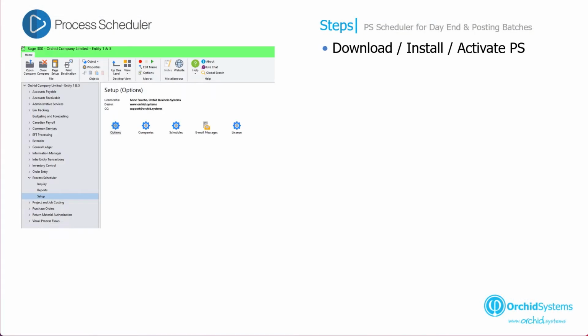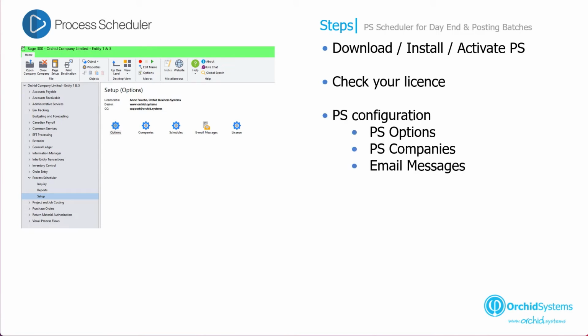In this Process Scheduler Quick Start video, we're going to download, install, and activate Process Scheduler. We're then going to check our Process Scheduler license, and then do the configuration we need to set up Process Scheduler. We're going to configure the Process Scheduler options, the Process Scheduler companies, and the email messages that we're going to use in our schedules.